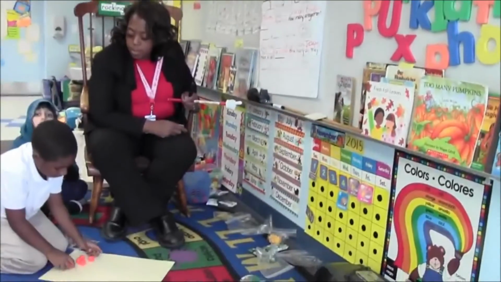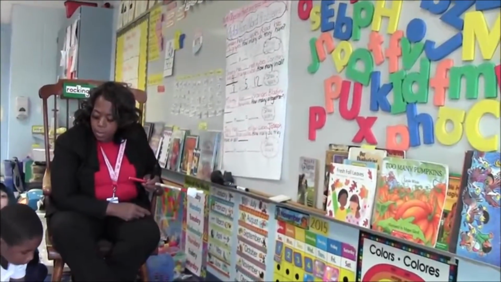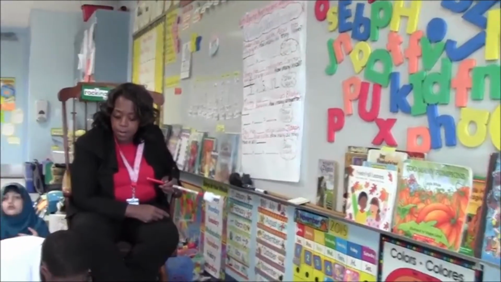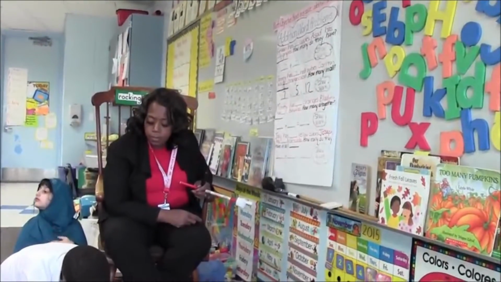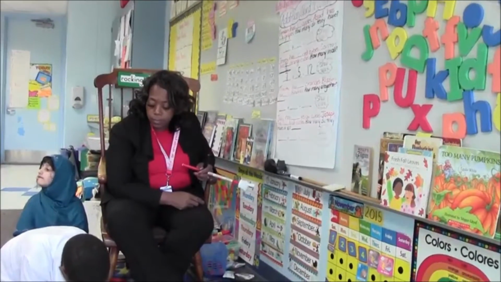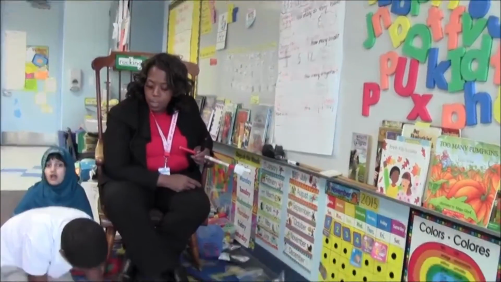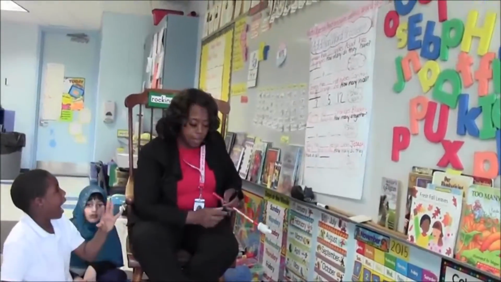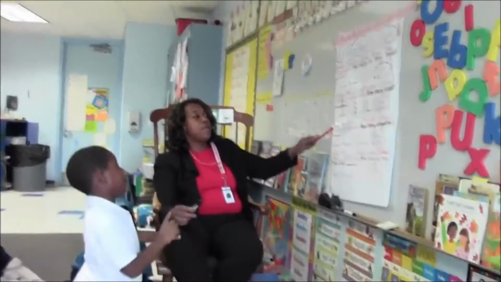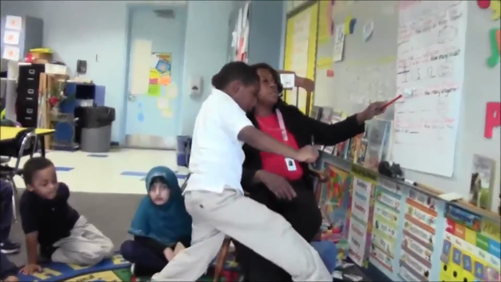1, 2, 3. So count your oranges. 4. I need to hear you count it. 1, 2, 3, 4, 5. So how many oranges do you have, Timothy? 5. All right, can you come write the number 5 right here?